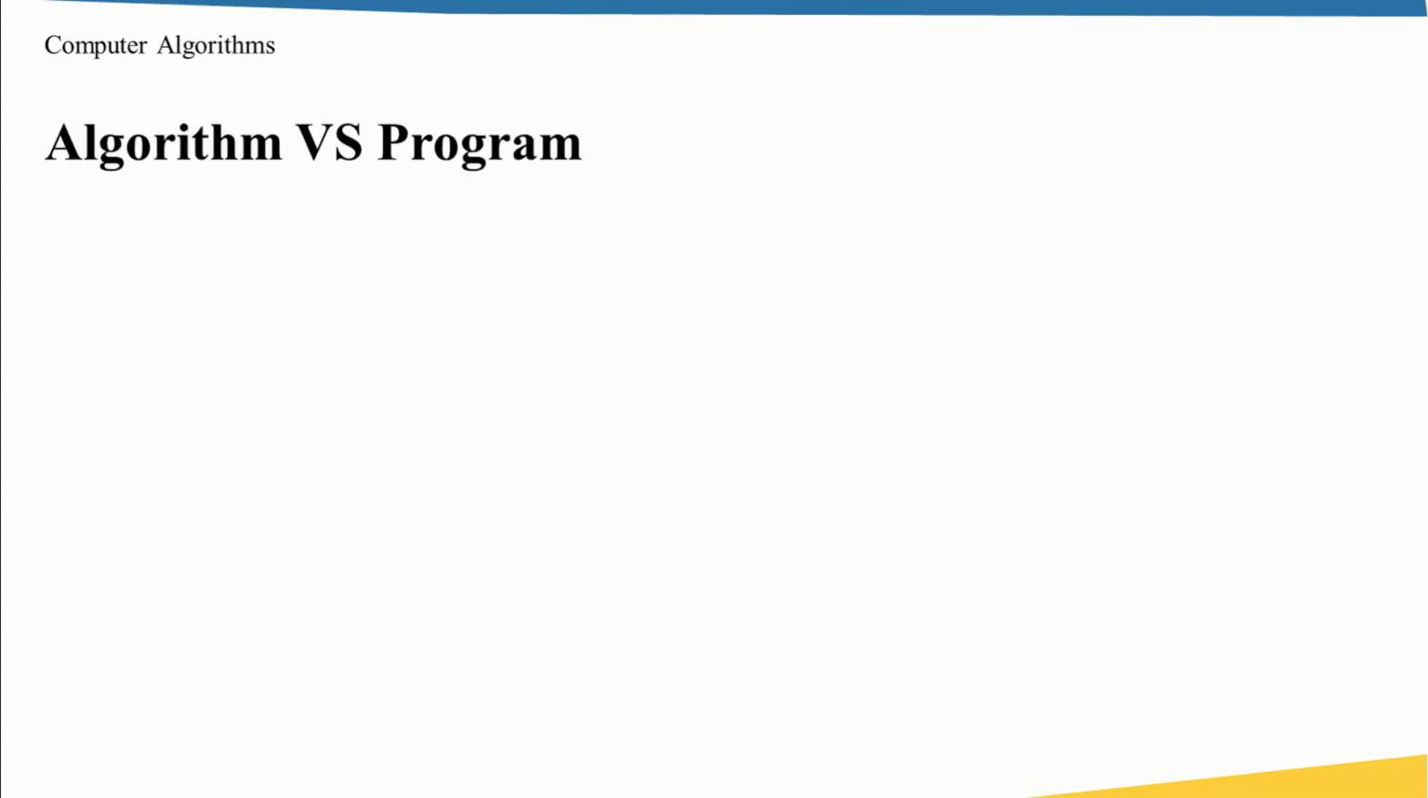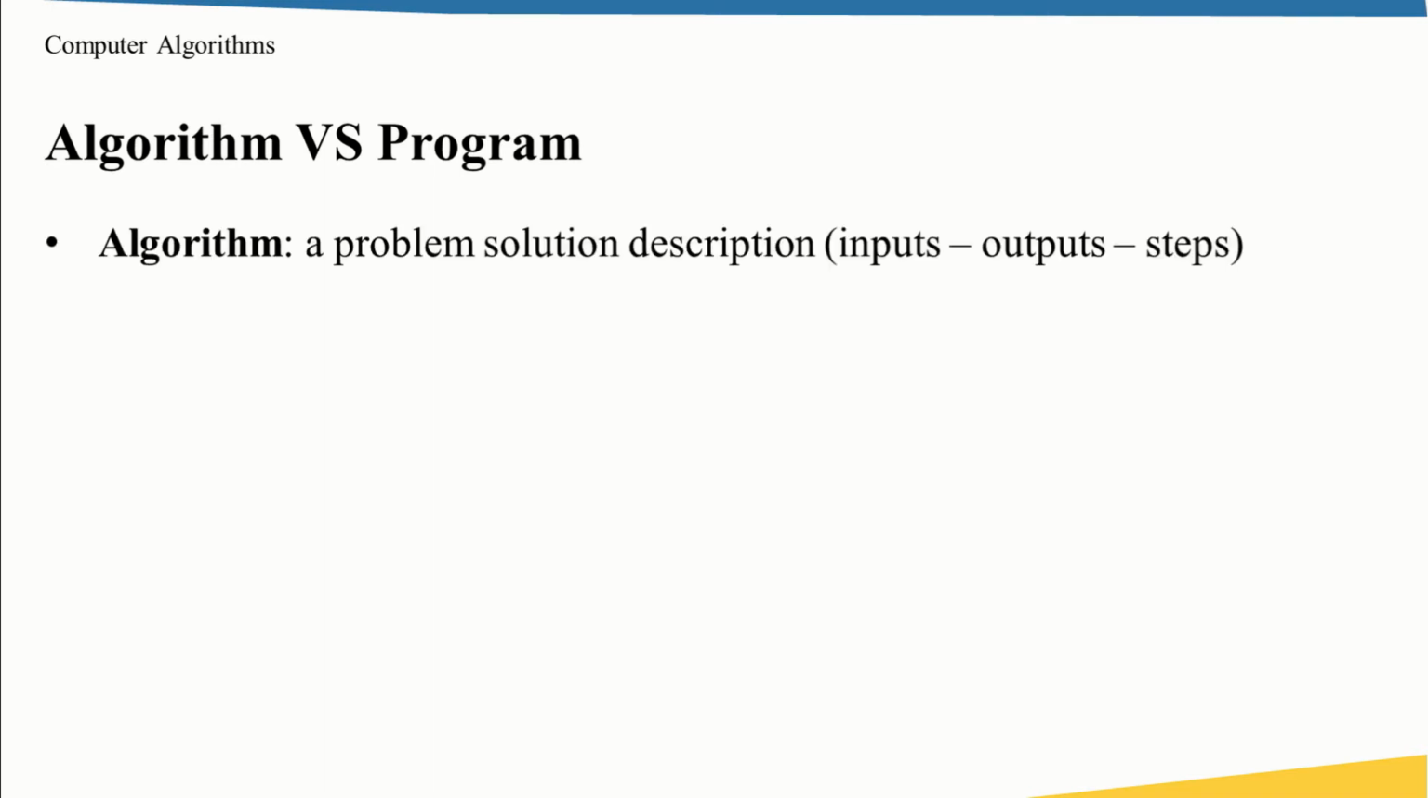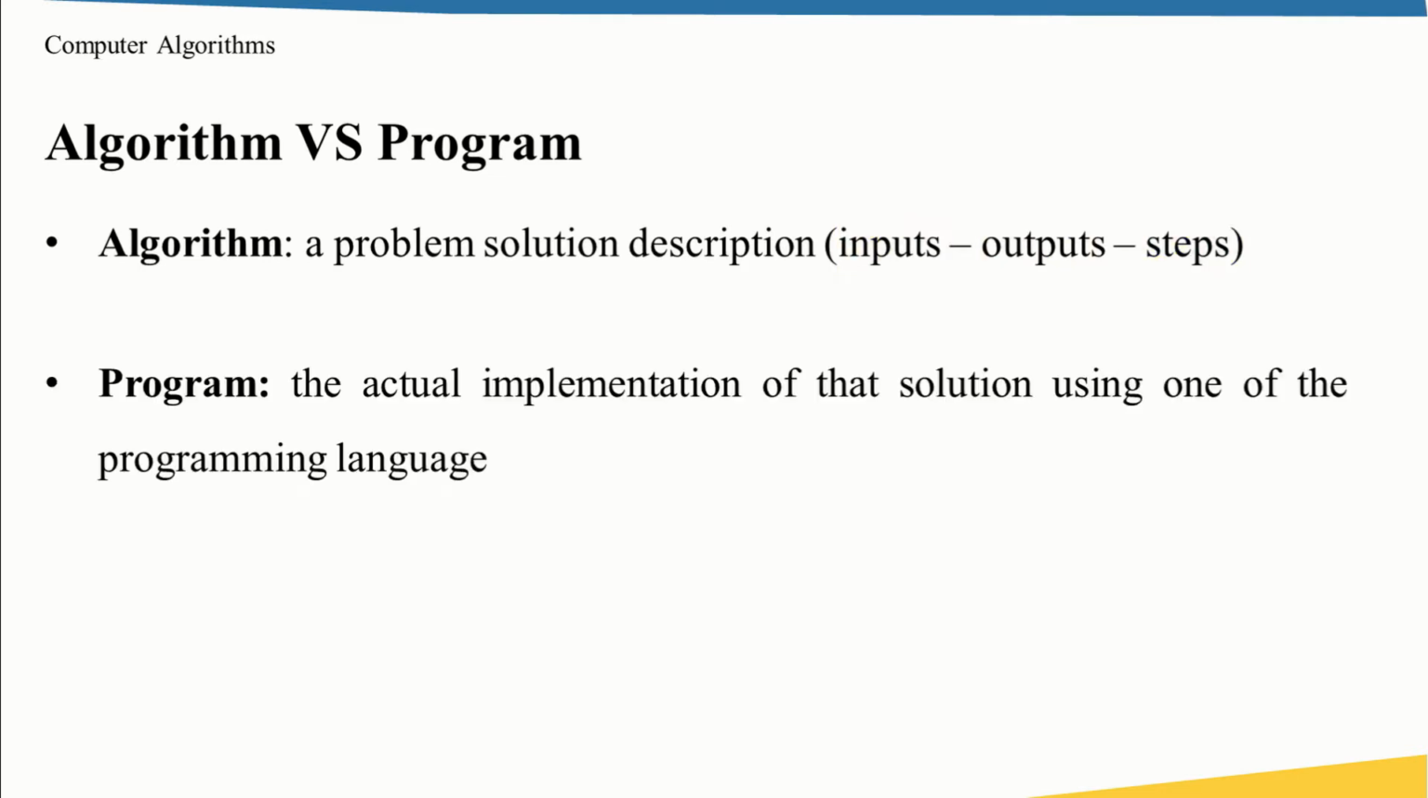After we understand the meaning of algorithm, now we should be able to discriminate between an algorithm and a program. Simply, an algorithm is just a problem solution description in which we define inputs, outputs, and the steps, whereas a program is just the actual implementation of that solution using one of the programming languages. So the algorithm represents the solution, whereas the program represents the implementation.